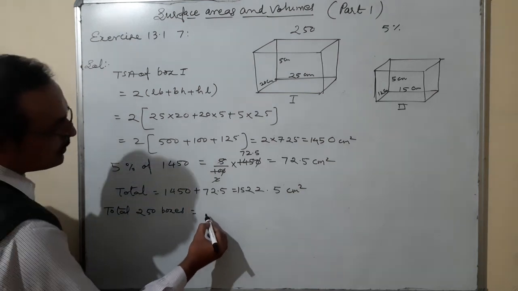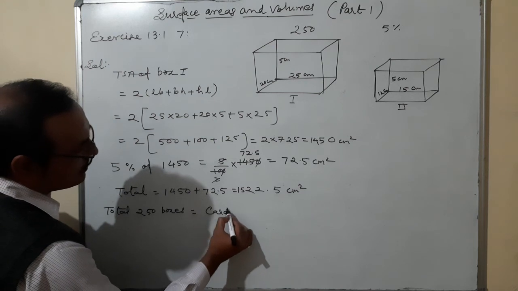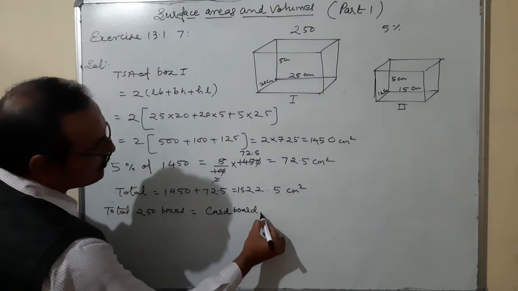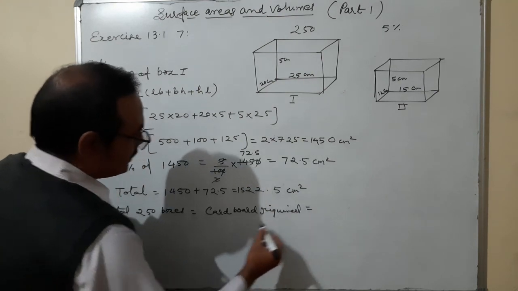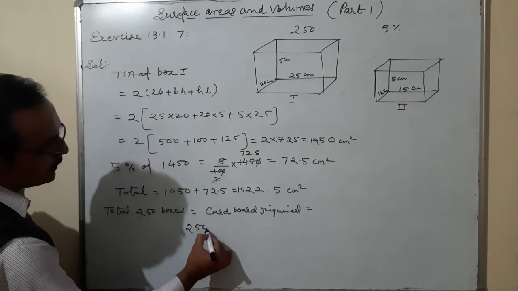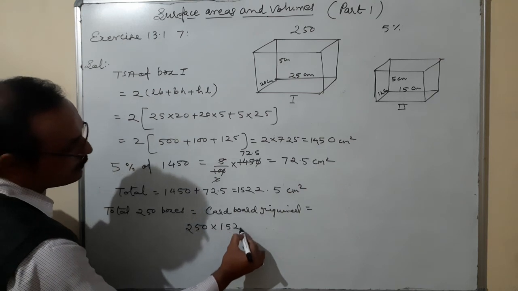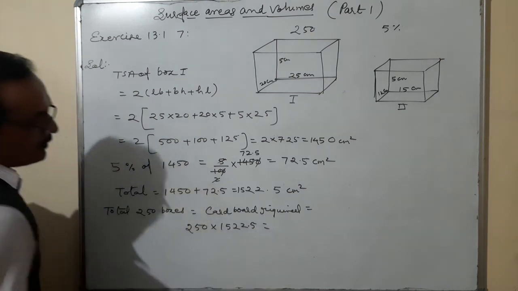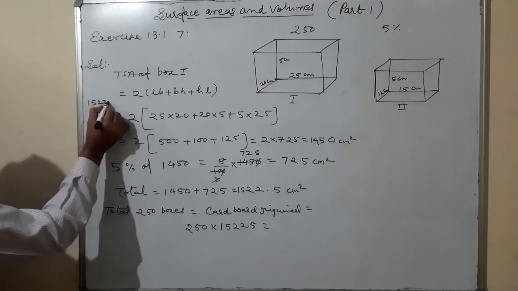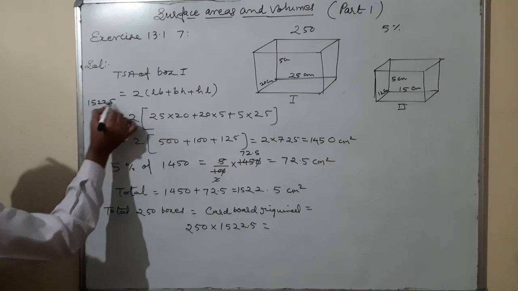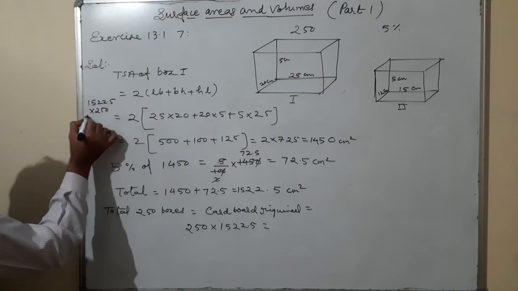That means the cardboard required is equal to 250 multiplied by 1522.5. So 1522.5 is multiplied by 250. Okay.